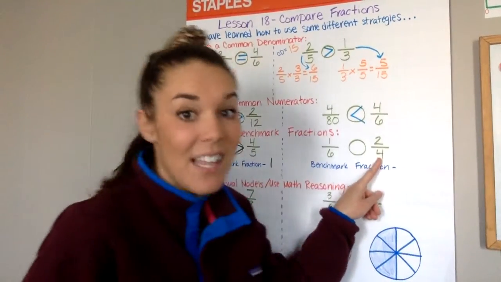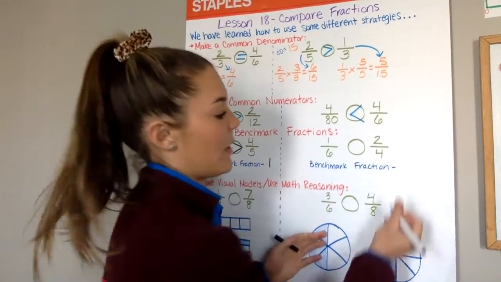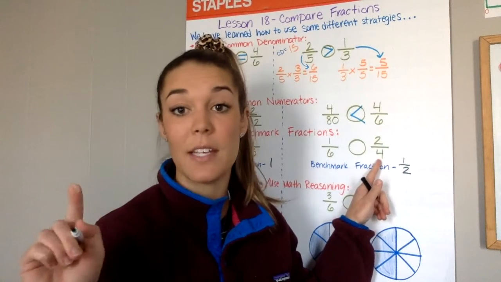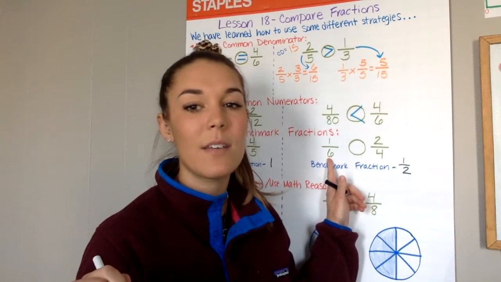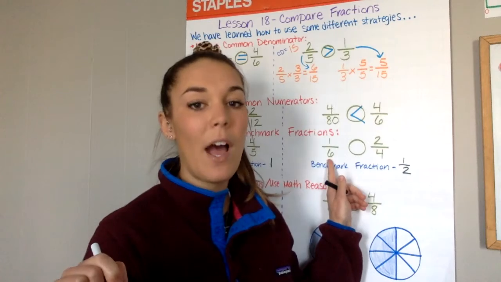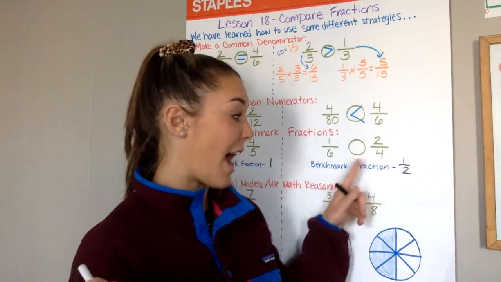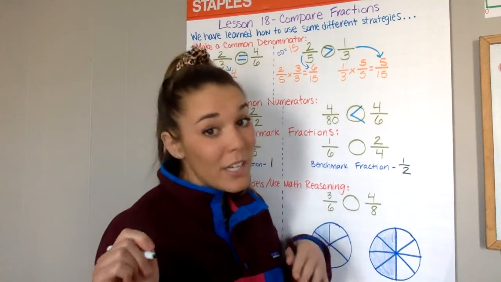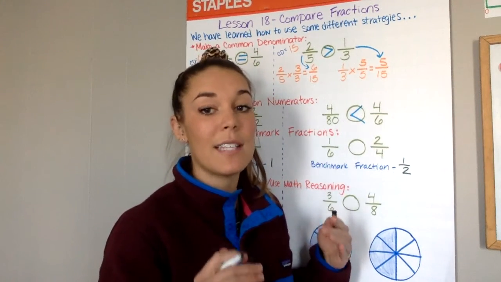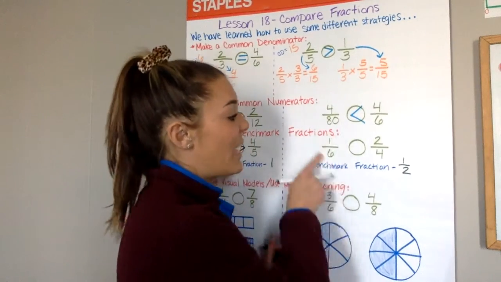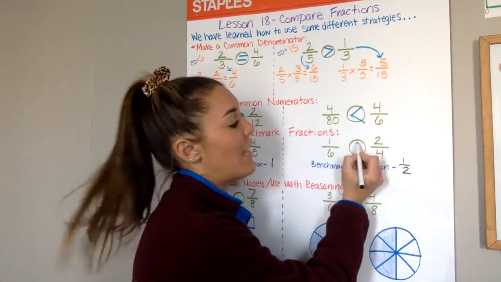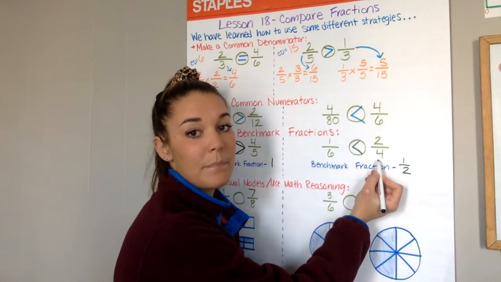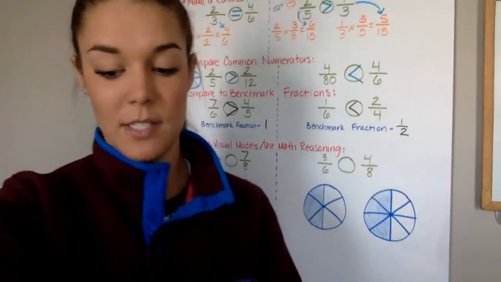So that means this is a half. So my benchmark fraction that I'm going to compare to is 1/2. I know this one is the same thing as a half. How about 1/6? Well, if I was looking for a fraction equivalent to 1/2 with 6 as the denominator, it would be 3/6 because 3 is half of 6. So since this is less than 3/6, I know that this is going to be less than 2/4. Okay?